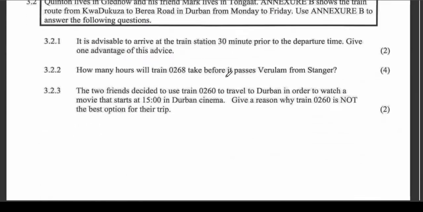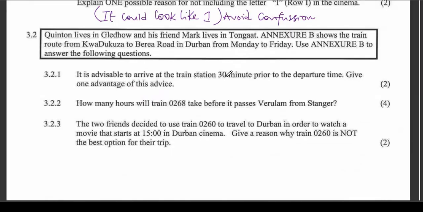Okay, we look at 3.2. Quinton lives in Glenhaven and his friend lives in Tonga. Annexure B shows the train route from the place there to there in Durban from Monday to Friday. Use Annexure B to answer the following questions. Is it advisable to arrive at the rail station 30 minutes prior to the departure time? Give one advantage.